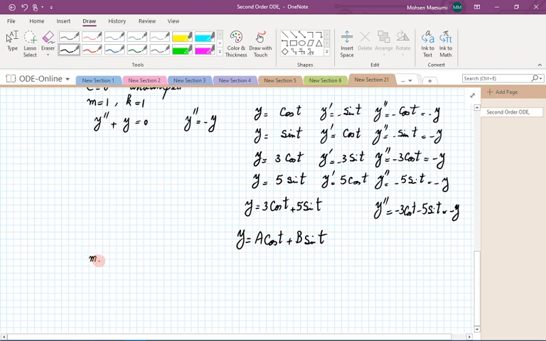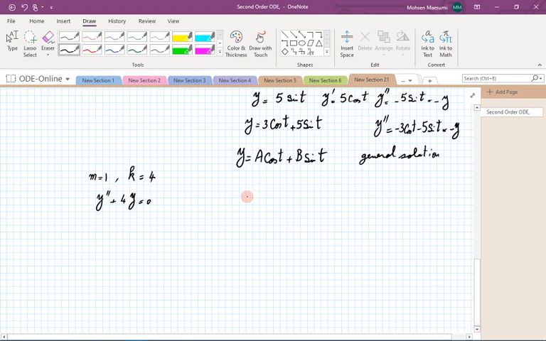So suppose I have m equal to 1 and k equal to, let's take a friendly number, 4. So my differential equation is the following. Now what I am expecting you to create for me is this general solution. This is referred to as a general solution. What is the general solution of this equation? y is equal to what?